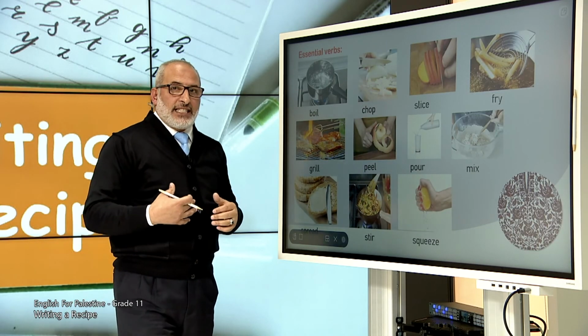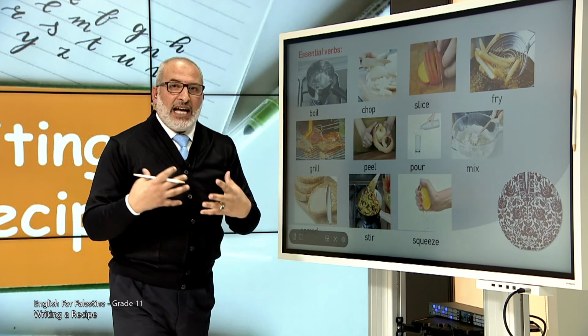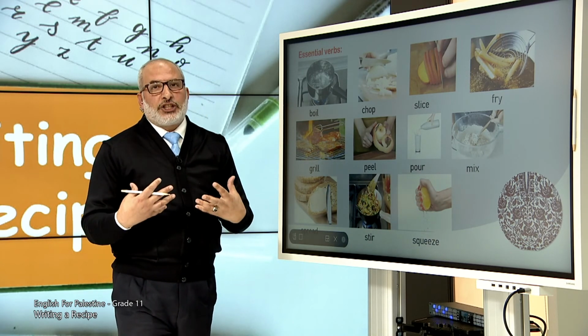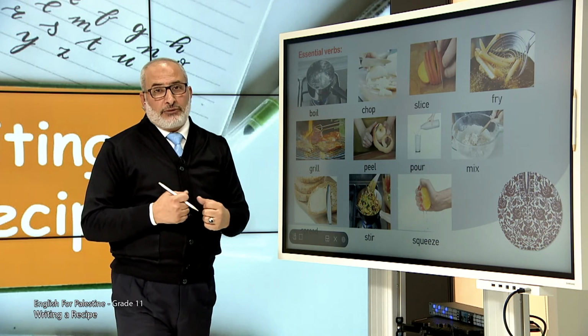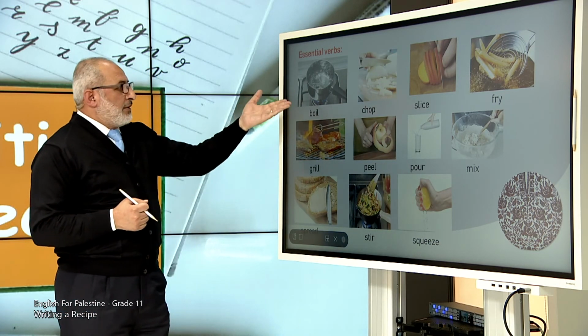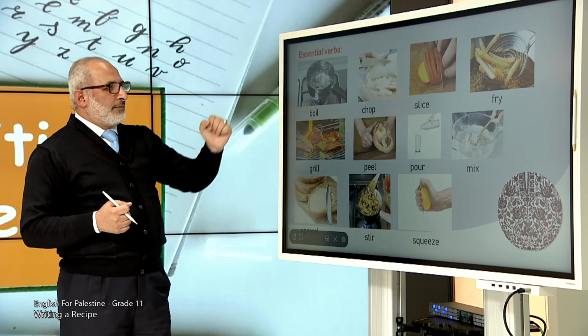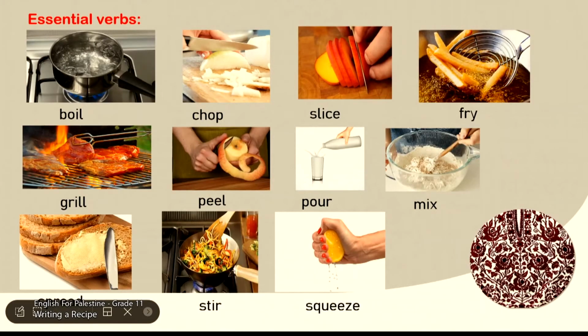Now, before giving you a chance to write a recipe, I'd like to give you some essential verbs you may need in writing your recipe. For example, the verb boil. Look at the picture. Chop, slice, fry, grill, peel, pour, mix, spread, stir, squeeze. Look at them carefully. Look at the verb and at the picture.